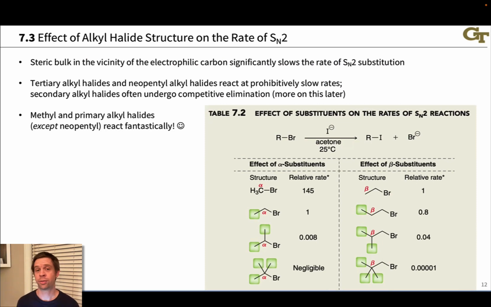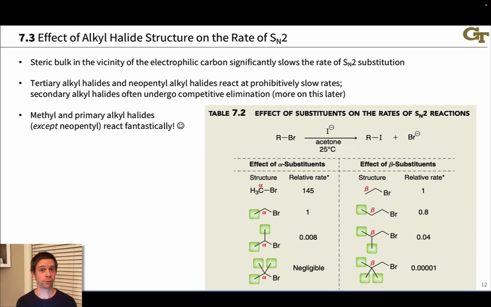We've already touched on thermodynamic feasibility by and large. As long as we've got a good leaving group there, and for alkyl halides we kind of have a good leaving group by default, we can make an SN2 reaction go in the forward direction thermodynamically speaking. But the kinetics is a different matter.